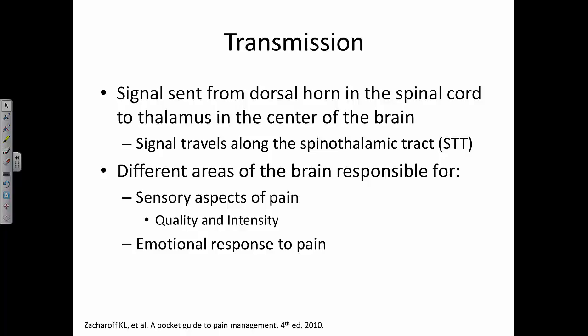The next step is transmission. So that nociceptive signal travels up to the dorsal horn in the spinal cord and is then sent to the thalamus. And that's really like a relay center within the brain that processes this information. There are different parts of the brain that are responsible for interpreting different types of pain. A different area might interpret sensory aspects of pain, such as quality and intensity, but there are other parts of the brain that become activated and are really responsible for that emotional response to pain.